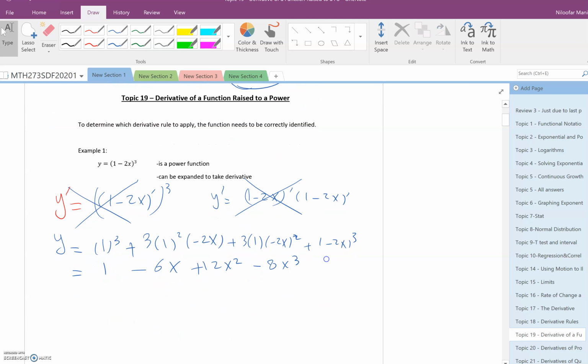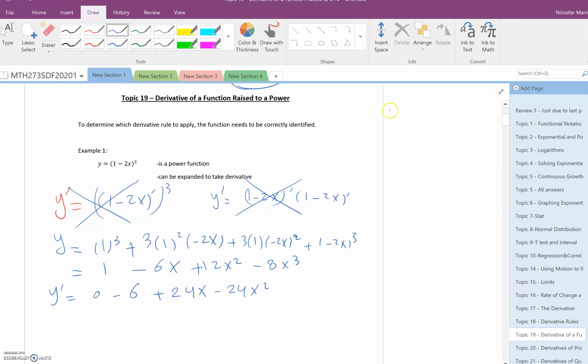Then we say, okay, y prime is 0 minus 6 plus 24x, minus 24x squared. It's a little bit hard on this desk. We know y prime, we can calculate with this. So we all have to know those formulas. I'm not sure if I can, yeah, I can write here so you can see.